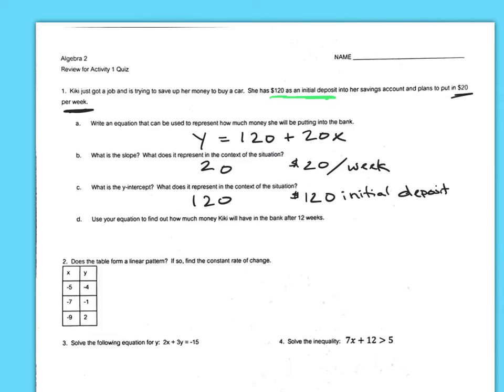So now we're going to figure out how much Kiki has after 12 weeks. Well, remember, x is your weeks. If you want to use W, you don't have to use x. So we'd have 120 plus 20 times 12. You can use a calculator on this test. You don't have to worry about doing the arithmetic if you don't like that. And this works out to be $360.